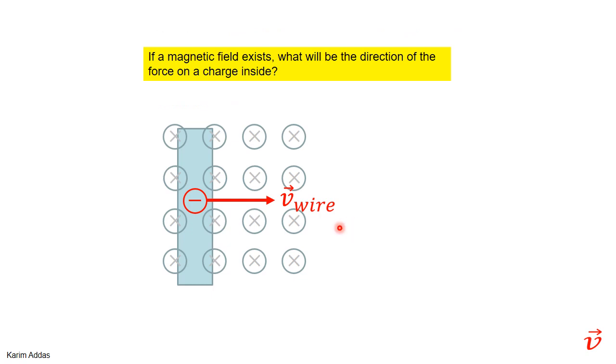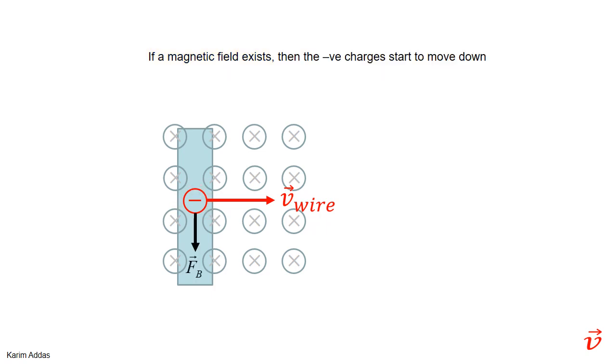But what if you come in this region and you apply a magnetic field into the page? Cross means into the page, and the rod is moving in the plane of the page with the velocity v. So what will the direction of the force be on this negative charge? Well, the magnetic force is q v cross B. So v cross B is actually upwards. But because the charge is negative, when you multiply by q, the force is actually downwards. So these negative charges are going to start to move downwards.